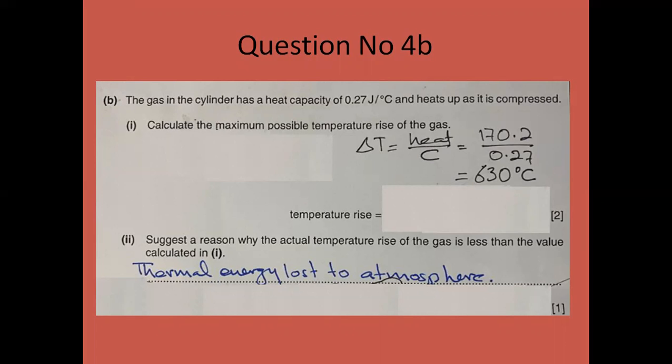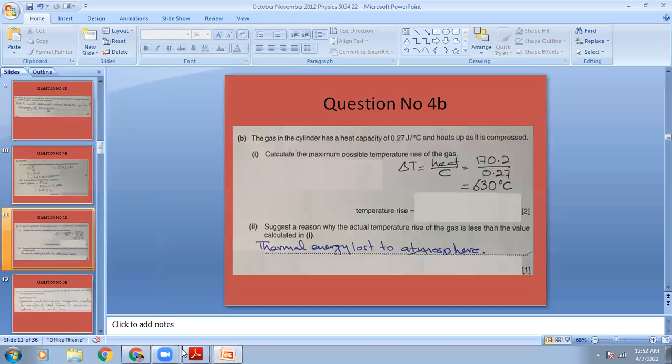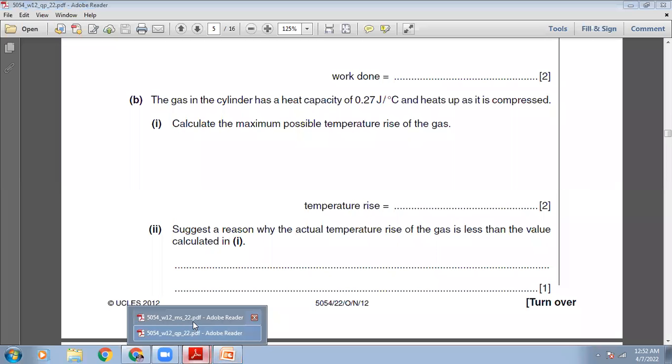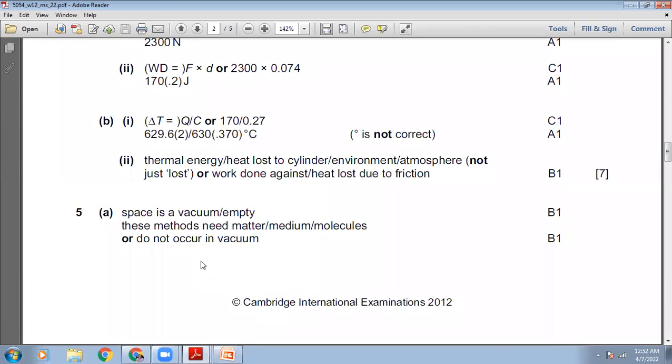Then their question is suggest a reason why the actual temperature rise of the gas is less than the value calculated. You see, some of the heat is also lost to the surrounding through the cylinder. Okay, so some heat is lost to the surrounding. 630 is the right answer, sir.